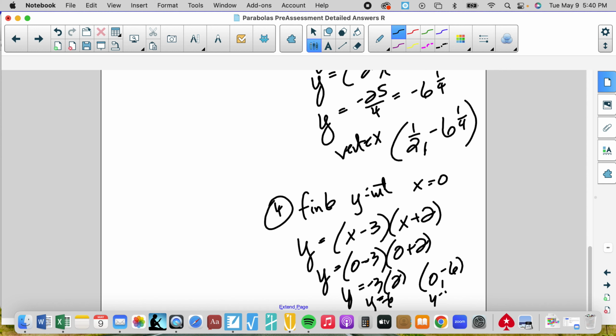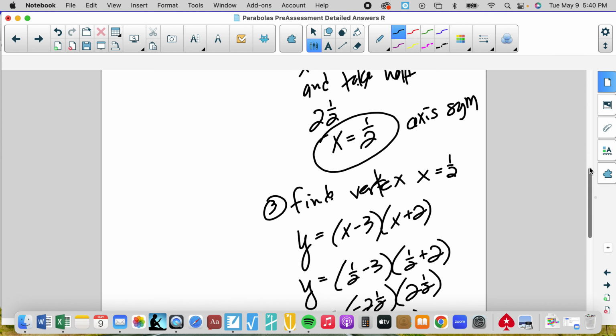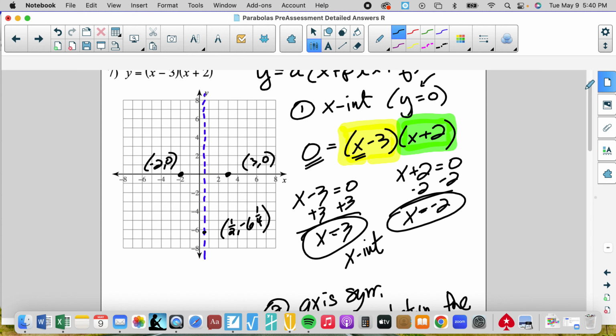Let's go to the graph. 0, negative 6 is nice and easy. That's a good one. It's a half away from the axis of symmetry, so I go a half the other way, and that takes me to 1, negative 6. I have 5 points, and I'm done. So x-intercepts are fun and easy because I'm able to find 2 points relatively quickly. Those are the intercepts. I'm getting a drink.